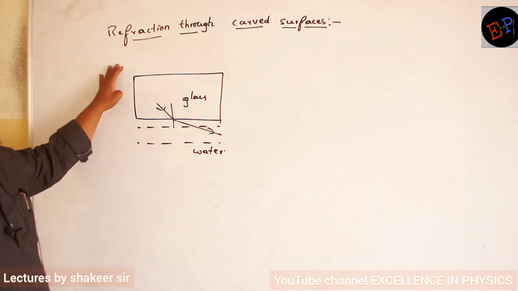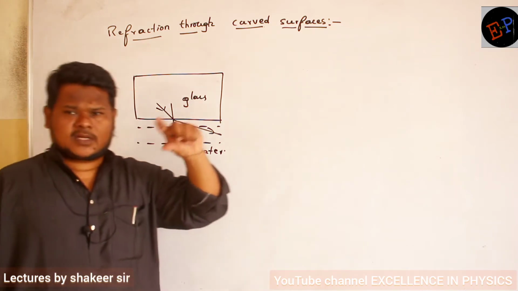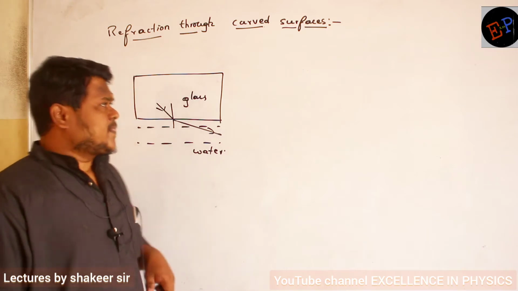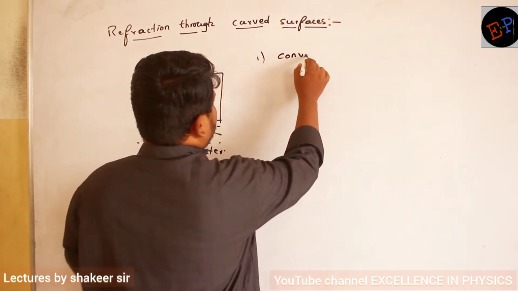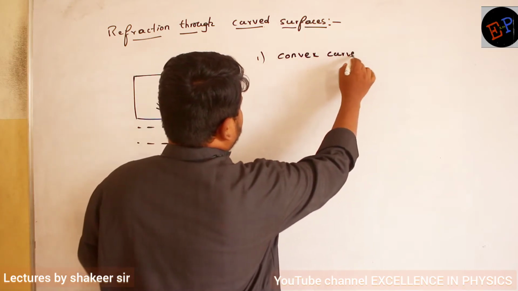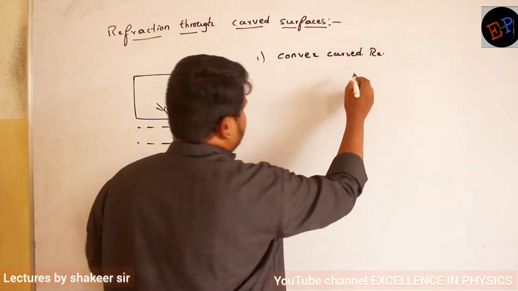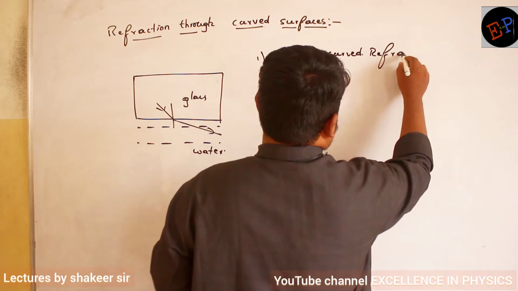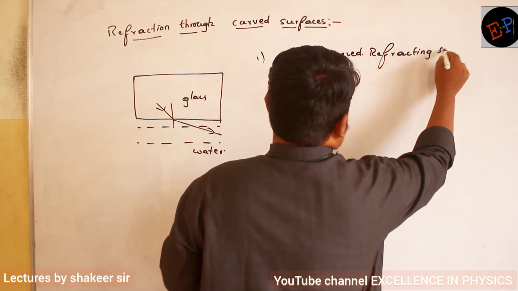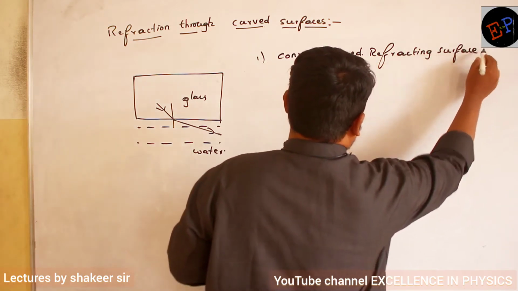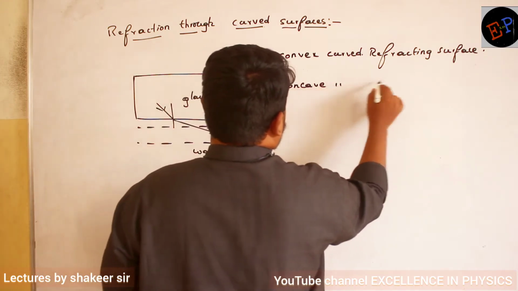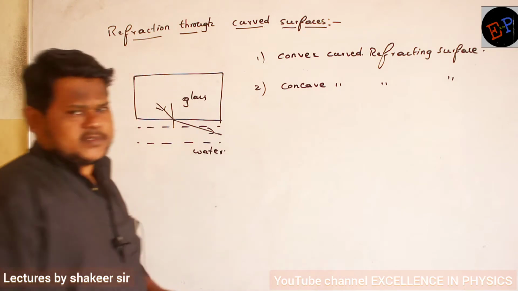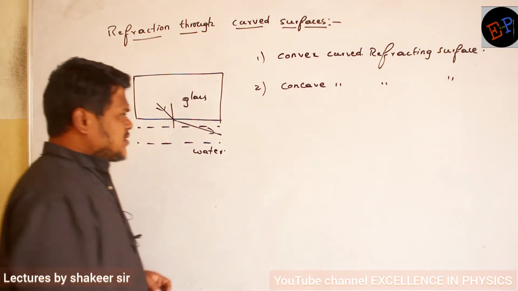Now what happens when light enters curved refracting surfaces? So how many types of curved refracting surfaces are there? One is the convex curved refracting surface, clear now? And the second one is the concave curved refracting surface. So two kinds of surfaces are present.